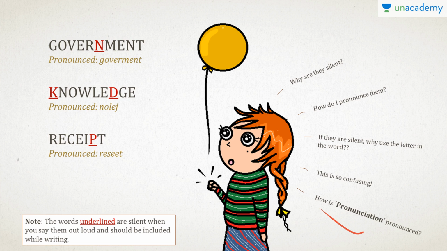Before we go ahead, I've given a note here that says the words underlined are silent when you say them out loud and should be included while writing. So do keep this in mind. You have to include these letters that I've underlined when you're writing. And when you're saying them out loud, just keep them silent and don't pronounce them. Okay, let's not waste any more time and get on with the lesson.